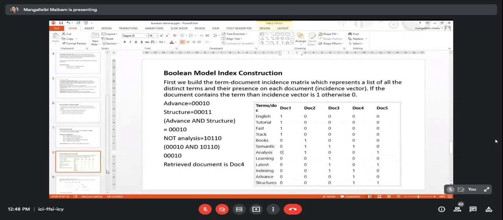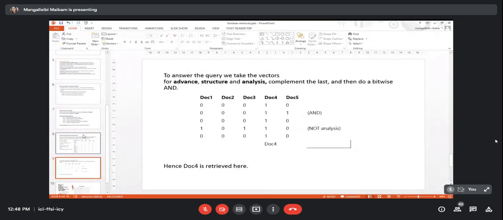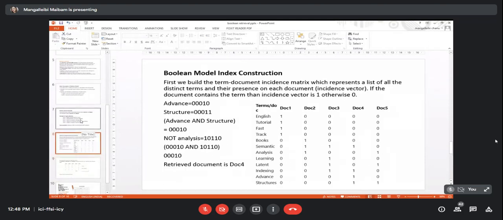So once again, let me repeat what is Boolean retrieval. The Boolean retrieval method we use for retrieving the document. Initially, we have to represent a given document into a matrix. That matrix is known as the term document incidence matrix. This term document incidence matrix will contain zeros and ones. Zeros if the particular term is not present in the document, and ones if the term is present in the document. So all the terms will be replaced by ones and zeros.